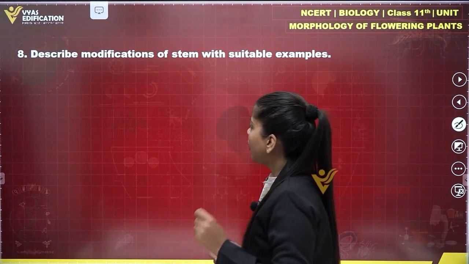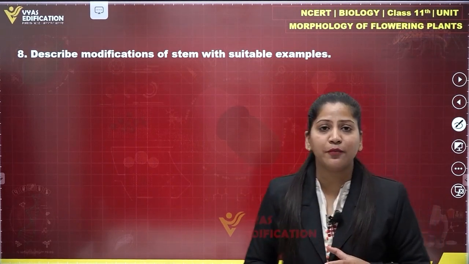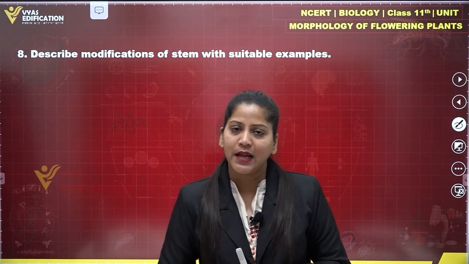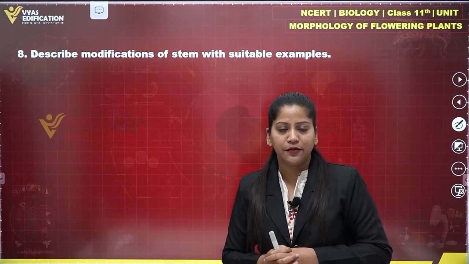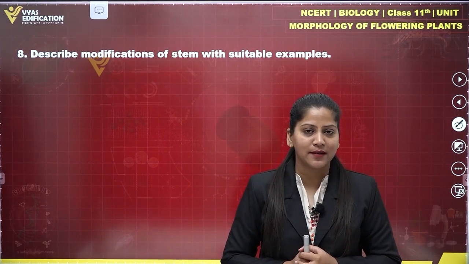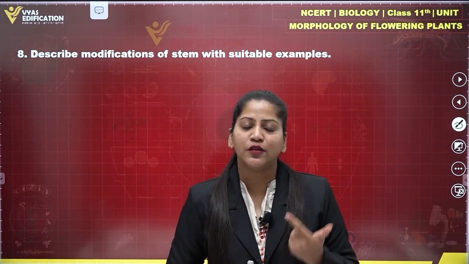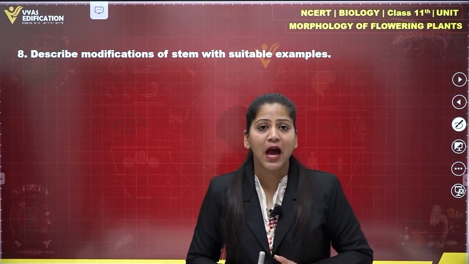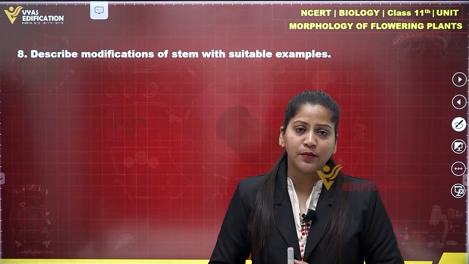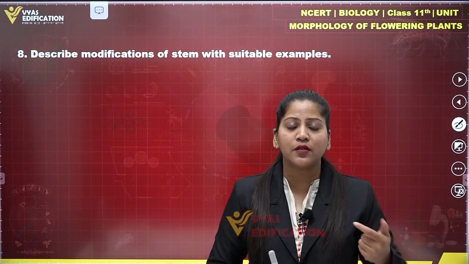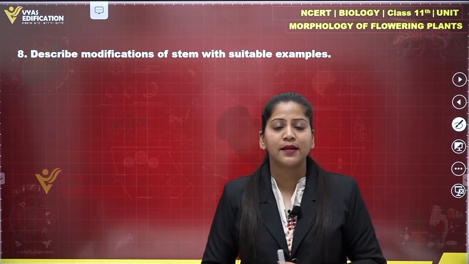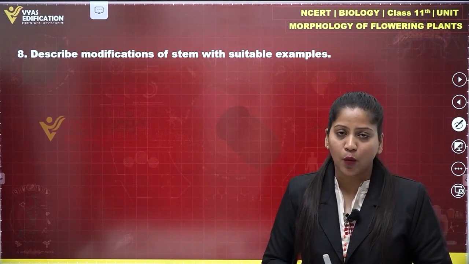If we talk about the modifications of stems, then we have basically 5 types of modification in plants. The very first type is underground or storage stem. The next one is protective stems. Then we have supportive stems, photosynthetic stems, and some other modifications such as runners, offset, etc. The basic ones we are going to discuss here.